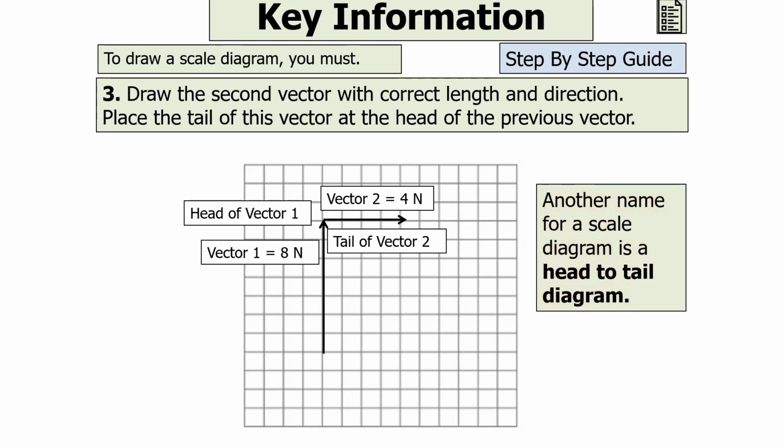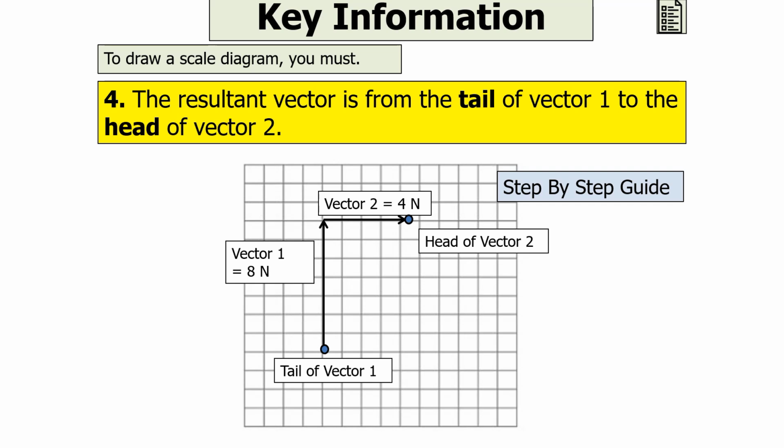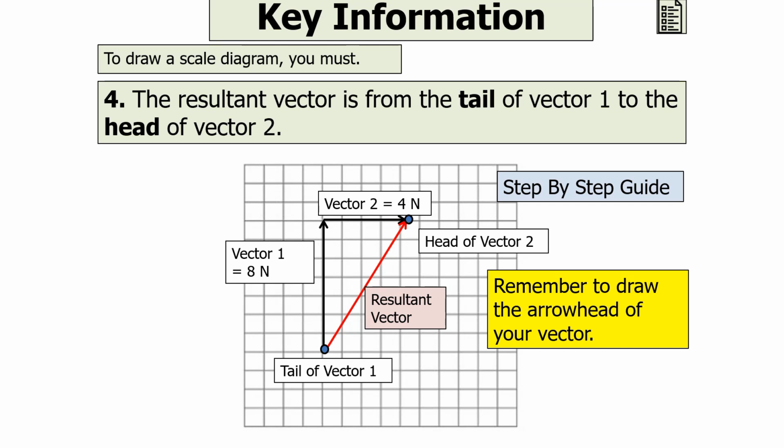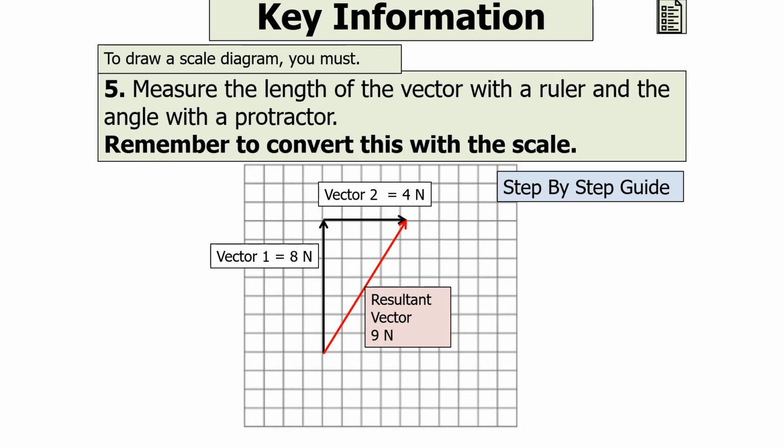So you can see here that the head of vector 1 is at the tail of vector 2. Now the resultant vector is from the tail of vector 1 to the head of vector 2, as drawn in here. Now you've got to remember to show the arrowhead of your resultant vector. You can then measure the length of this resultant vector with a ruler and the angle with the protractor, and convert the value measured with the ruler with the scale to an actual value.